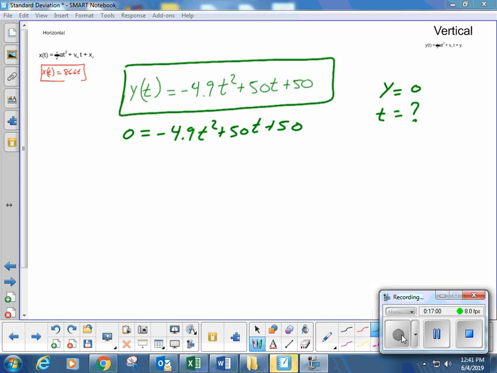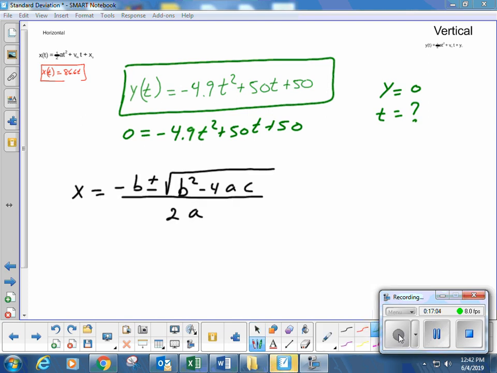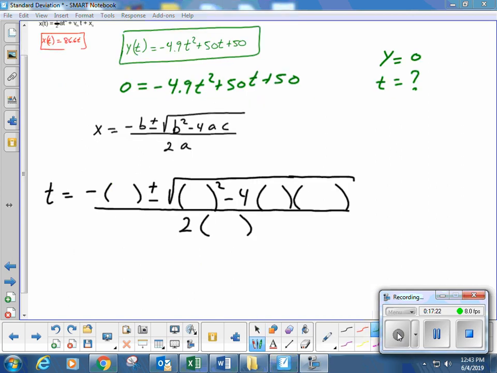Let's see if you remember the quadratic formula. All right, this is how the quadratic formula is typically presented. So let's plug in our numbers and see how this looks. Now, in this case, instead of where the x position typically would be, we have time values instead. So I'm not going to use x equals, I'm going to use t equals negative b plus or minus. Again, I'm using t for time because that's the variable I'm solving for.